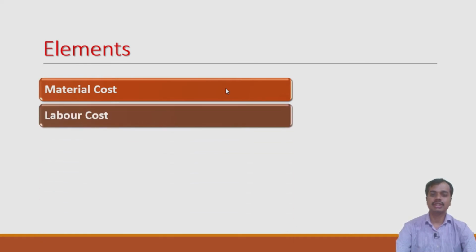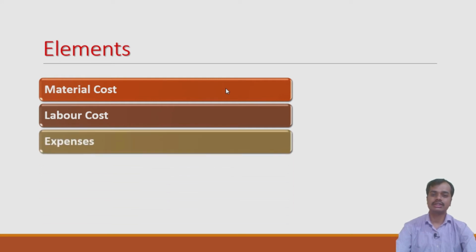Next type is labor cost. Labor cost means the payment made to the employees, permanent or temporary, for their services. Labor cost includes salaries and wages paid to the permanent employees, temporary employees, and also to the employees of the contractor. Here, salaries and wages include all the benefits like provident fund, gratuity, overtime, incentives, etc.